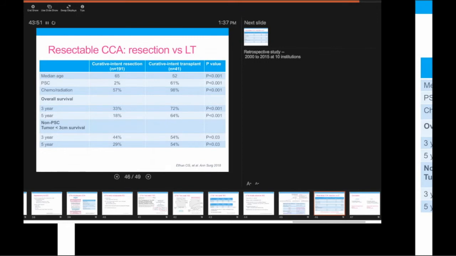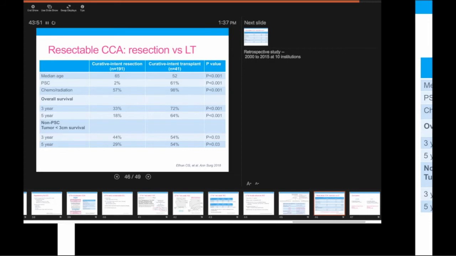So then someone thought perhaps we can evaluate liver transplantation in patients who have resectable cholangiocarcinoma and what is the benefit compared to resection. So in this study, which was published just recently in 2018, it was a retrospective study at 10 institutions, and they evaluated patients who were undergoing curative intent resection for cholangiocarcinoma and compared it to patients who underwent transplant for cholangiocarcinoma.